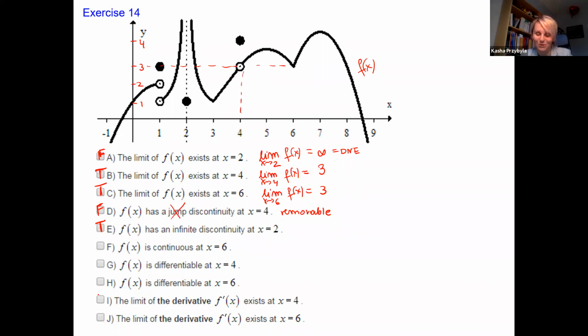Okay, yes, because I saw, yes, we definitely have continuity, no problem. Function is continuous, no problem. Okay, now the last 4 statements. F of x is differentiable at 4. Does the derivative exist at 4?